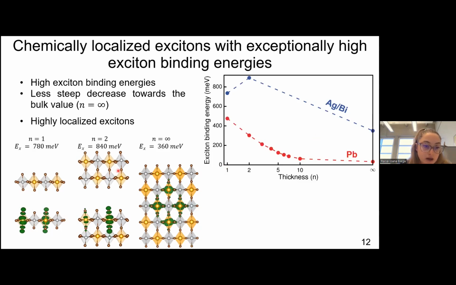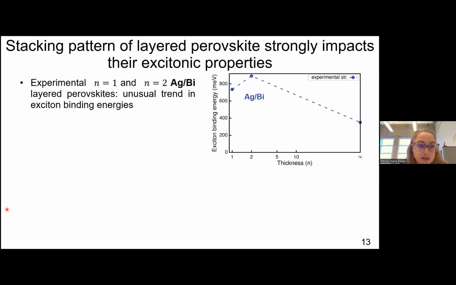So as you can see in the n equals 1, those are exactly the same systems, only that now I don't represent the molecules here, for clarity reasons. And in green here is the excitonic wave function. So what we see is that the exciton is localized within 1 or 2 octahedra maximum. And this is actually the reason why the exciton binding energy is so high in those materials.